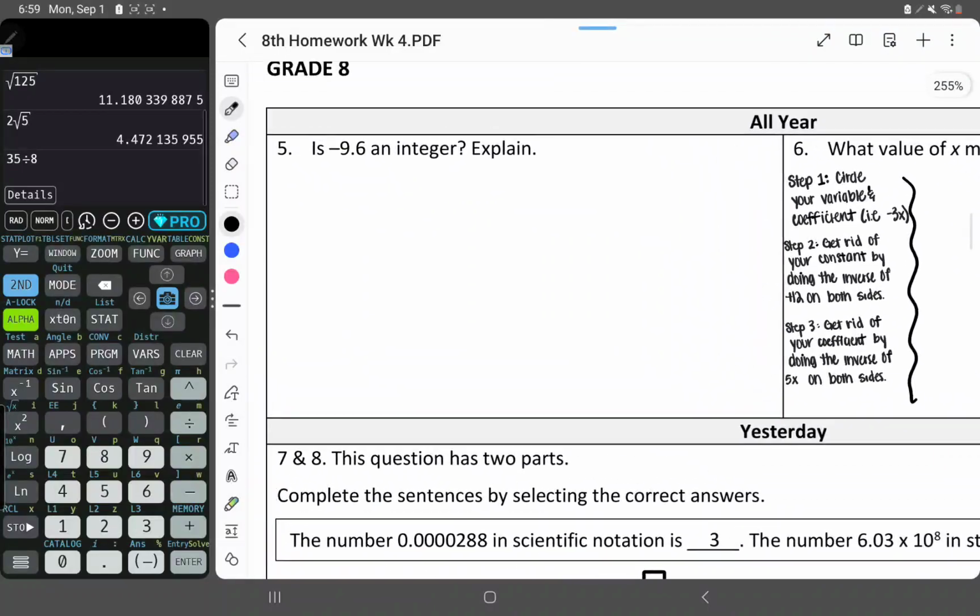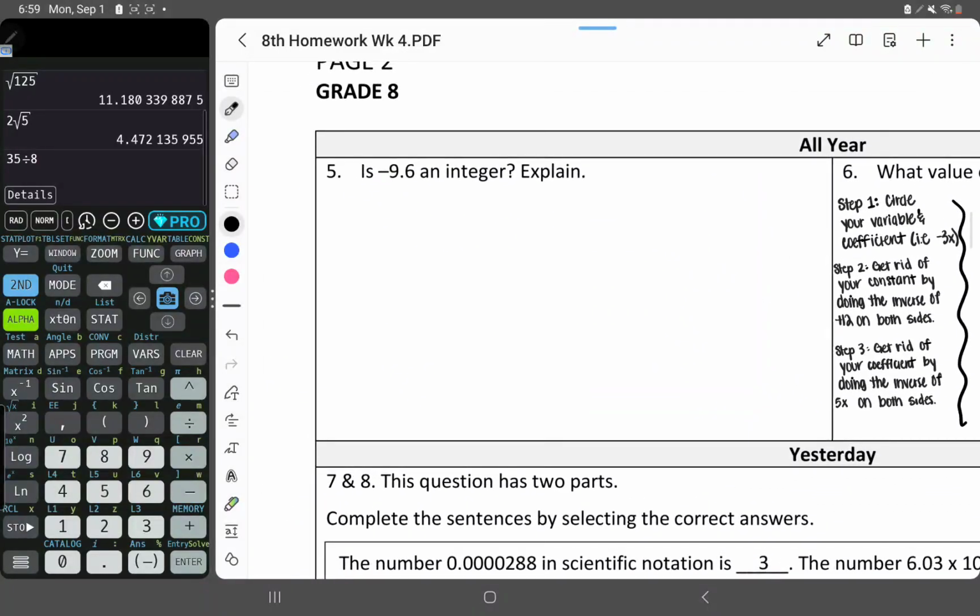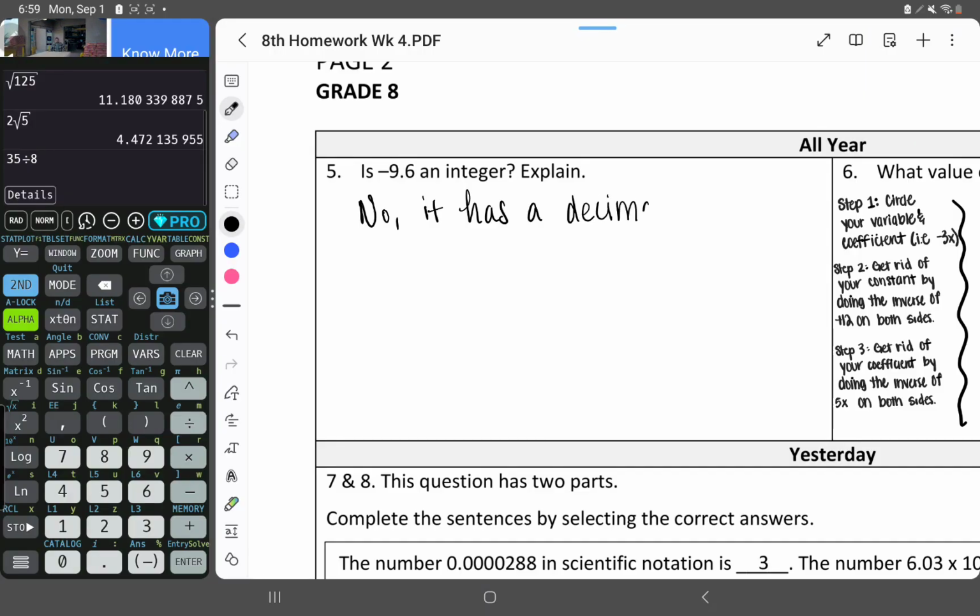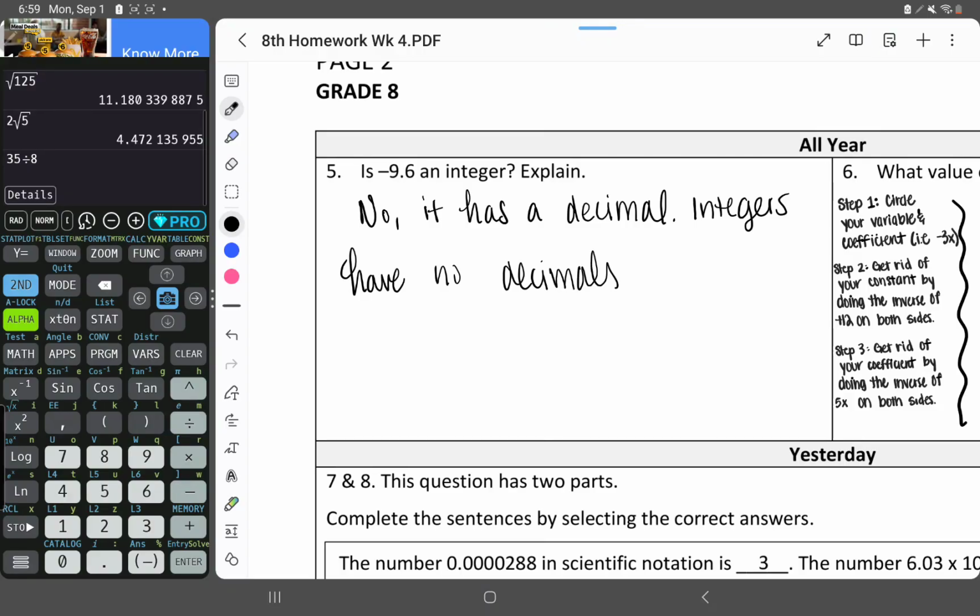All right, this one says, is negative 9.6 an integer? Explain. So is that an integer? No. It has a decimal. Integers have no decimals or fractions.